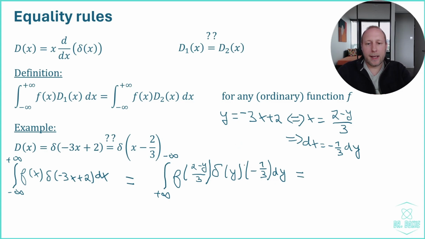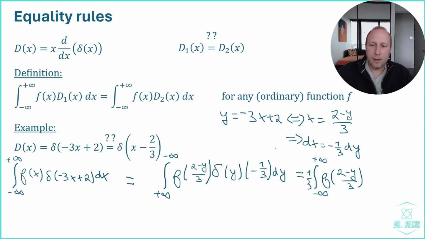Now, the minus 1/3 can be brought out of the integral, and the minus can be used to actually switch the boundaries again. So we get 1/3 times the integral from negative infinity to positive infinity of f of 2 minus y divided by 3 delta y dy. And this gives us the 1/3 remains, and all we're left with is the value of f of 2 minus y over 3, where we plug in for y the value of the peak of delta y, which is at y equals 0, so we plug in 0 for y and we get f of 2/3.